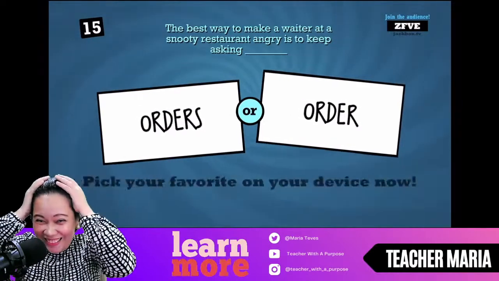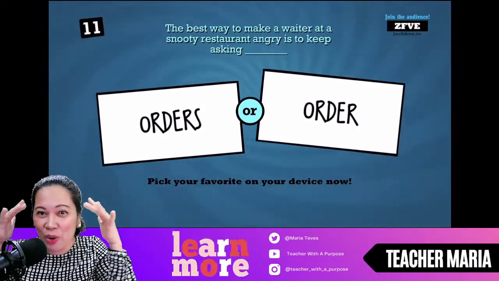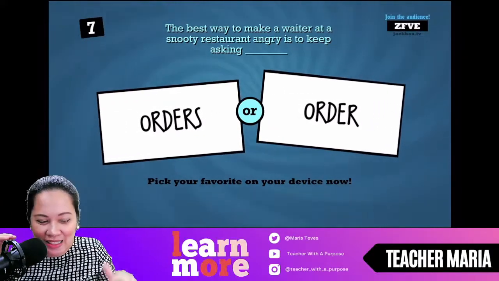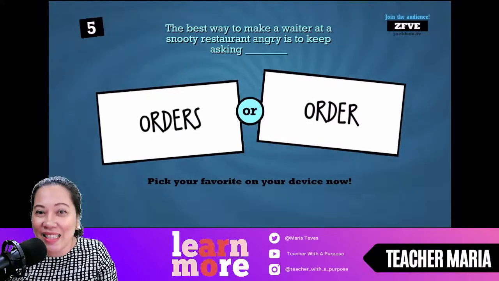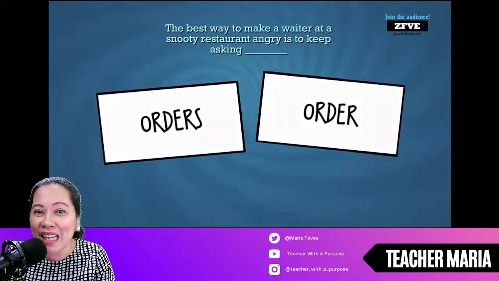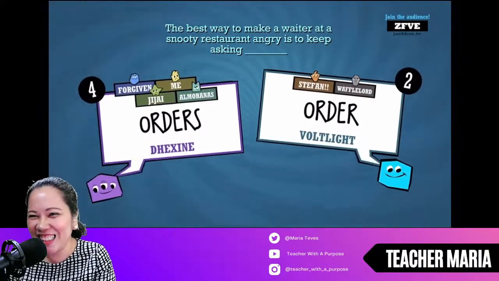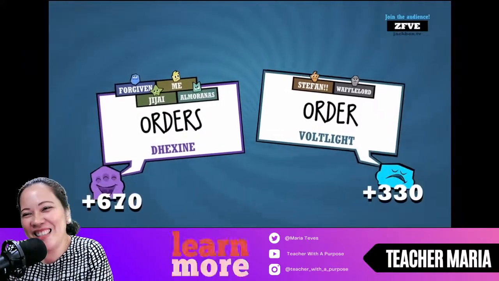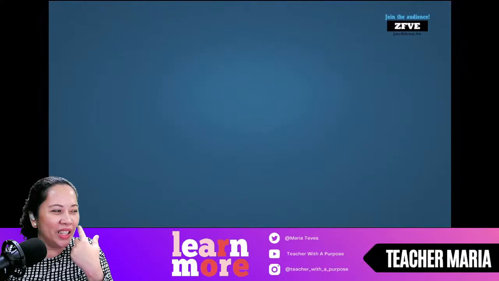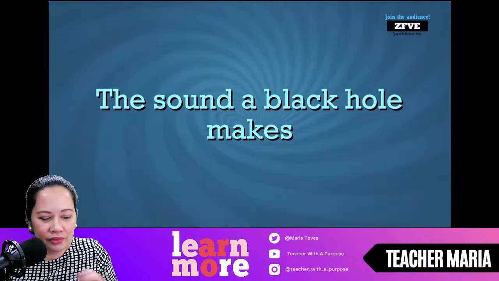Vote now. I think our audience have the same brain frequency right now. The one has an S and the other without an S. Let's see who wins by the English word. Dexine, order. Stefan and Waffle Lord have the same thinking. Order. Next on the list, the sound a black hole makes.